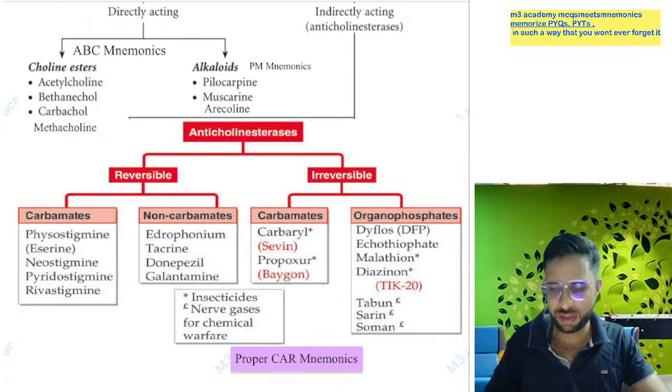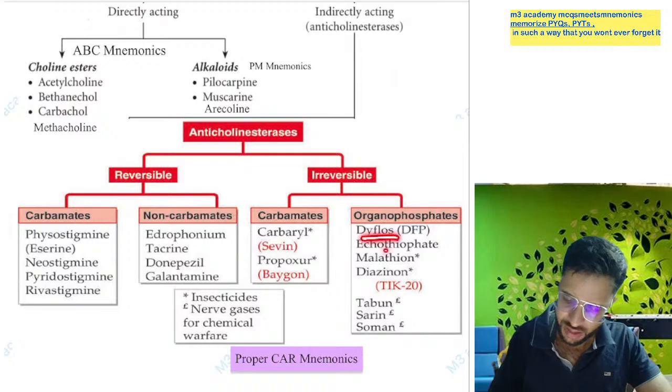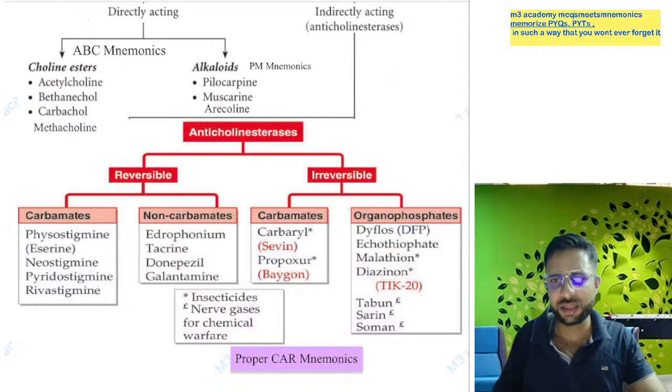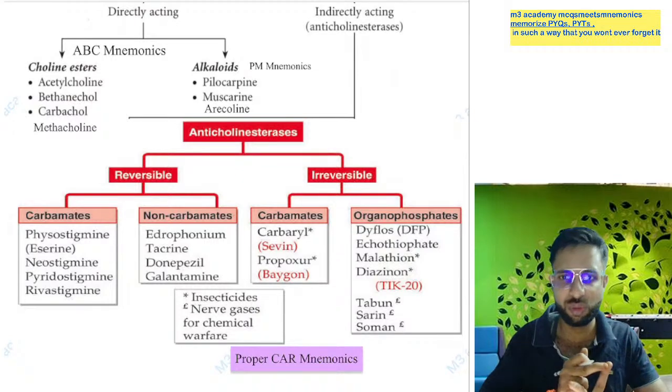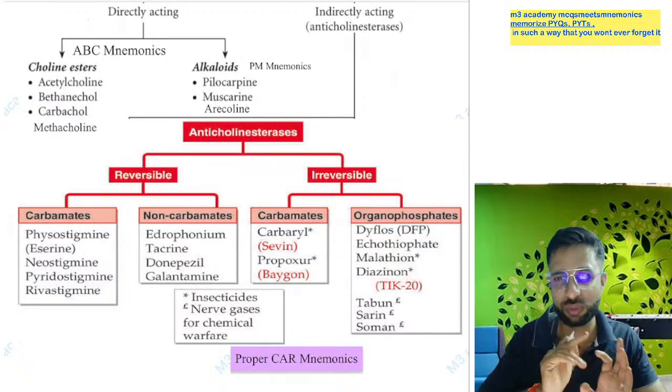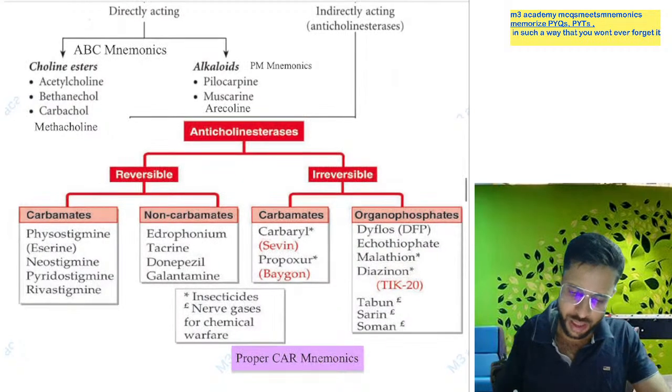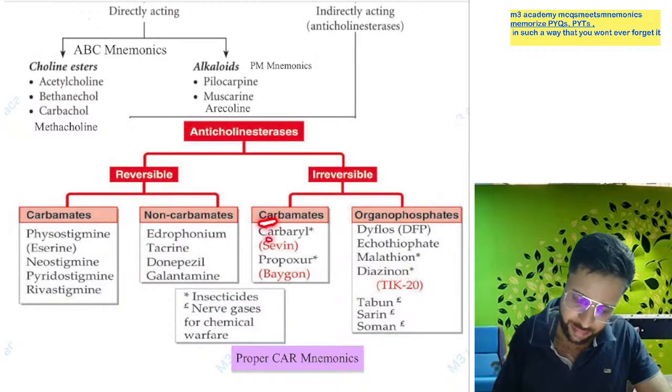In irreversible, mainly poisons will come. Yes, everyone knows the OP poisons. So here: diflos, echothiophate, malathion, parathion, the story we already discussed. Yes, please revise the insecticide session. In the pharmacology section, there is an insecticide mnemonic session. We already discussed too many insecticides.